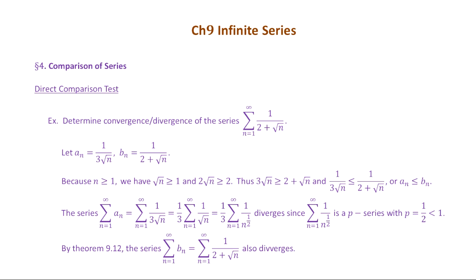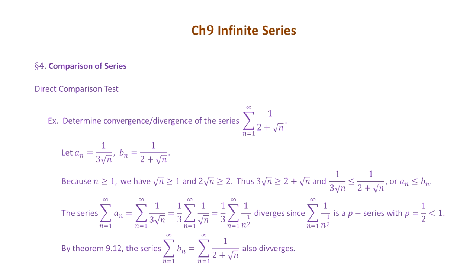And if you take the reciprocal on both sides of this inequality, then the inequality reverses. So we get 1 over 3 square root n less than or equal to 1 over 2 plus square root n. And 1 over 3 square root n is just a_n, and then 1 over 2 plus square root n is just b_n. So a_n is less than or equal to b_n. Now, then we look at the reference a_n and see whether it's convergent or divergent.